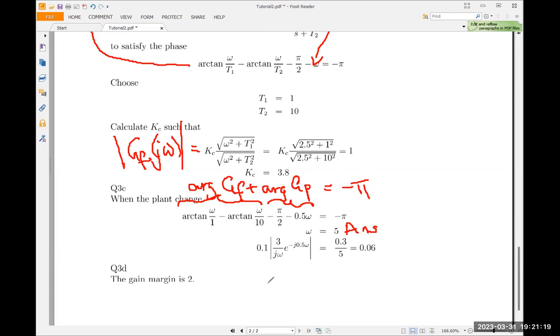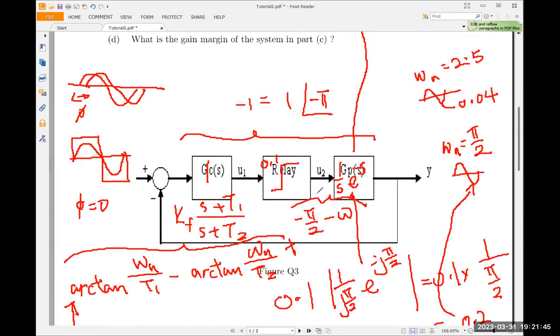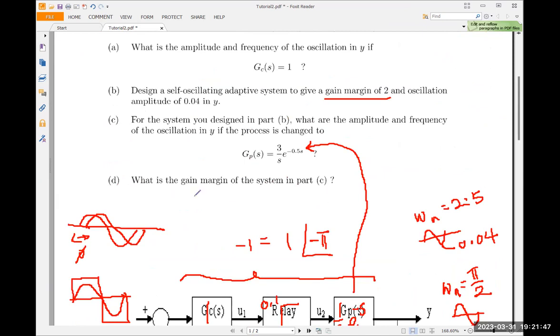Same, this is the relay. This is the GP. Then you do the maths, you get 0.06. Then last question, what is the gain margin? The gain margin is forever 2. So what is the gain margin? Gain margin is 2. This is forever 2.